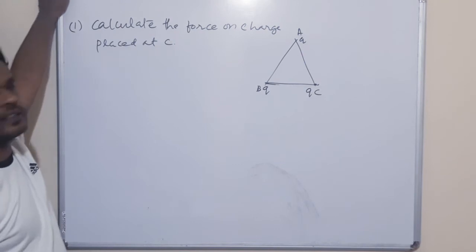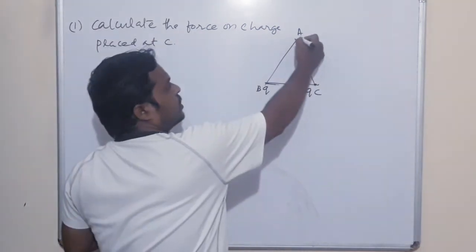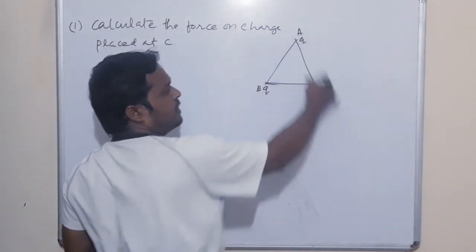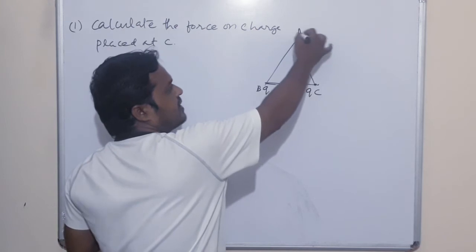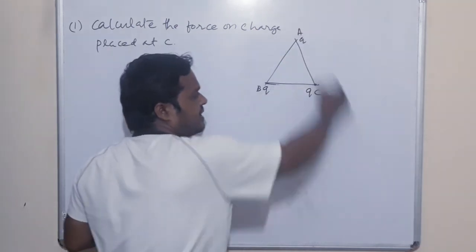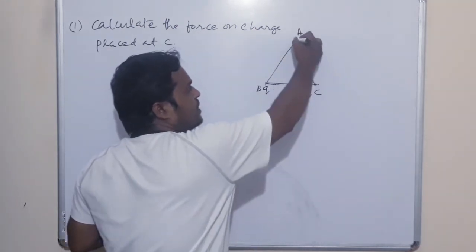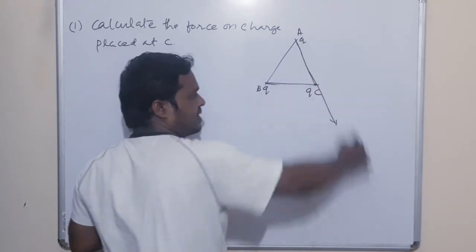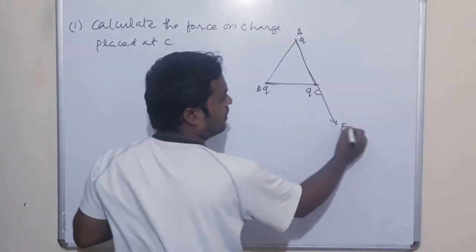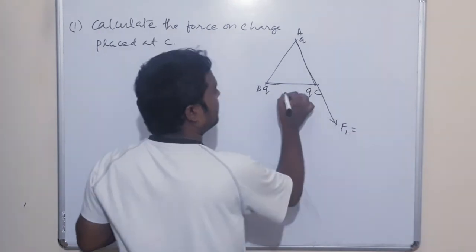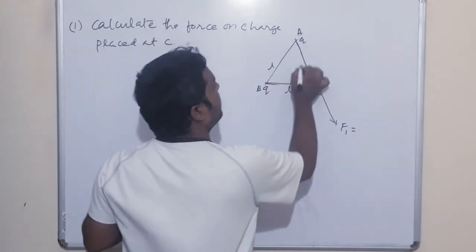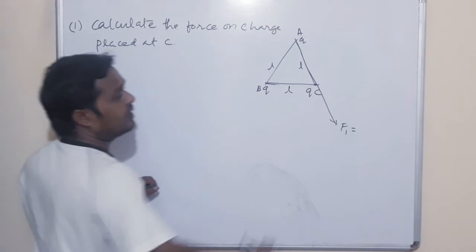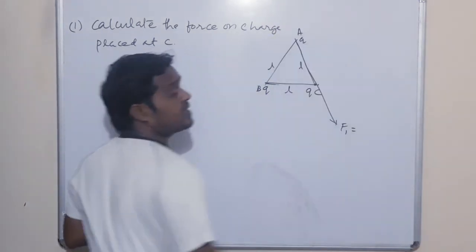In what direction? You see, both are positive, so the charge placed at A will repel the charge at C along the line joining the two charges. This is very important. This repulsion will be like this. Let us take this as F1. The side of this equilateral triangle is L. Then what is the magnitude of these two forces?